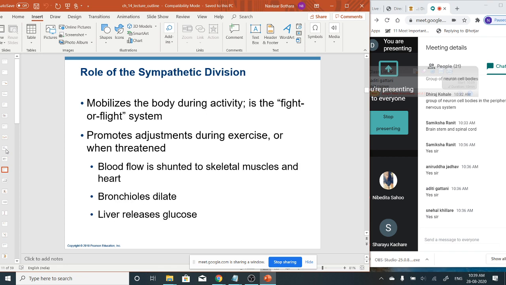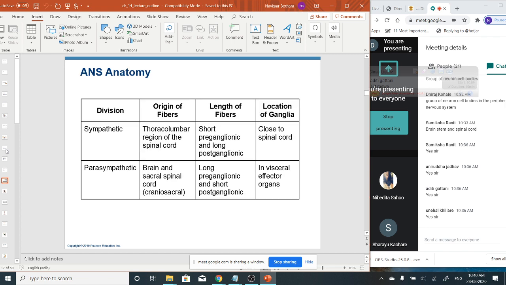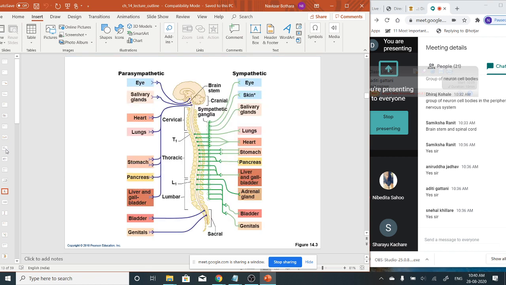Sympathetic mobilizes the body during activity. We call it fight and flight. It promotes adjustment during exercise, when blood flow is directed to skeletal muscles and heart, bronchioles dilate, and the liver releases glucose. So we have seen these differences also, thoracolumbar and craniosacral. We have seen these anatomical differences. You have seen it earlier also.